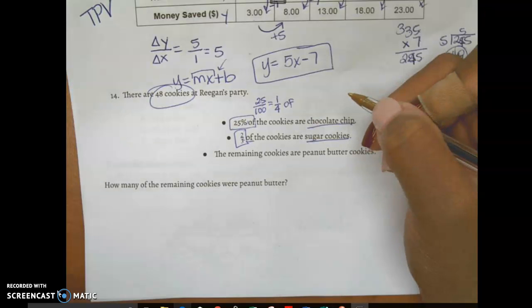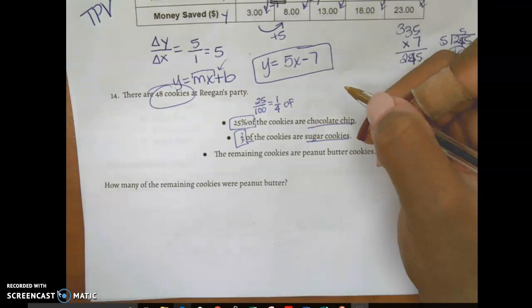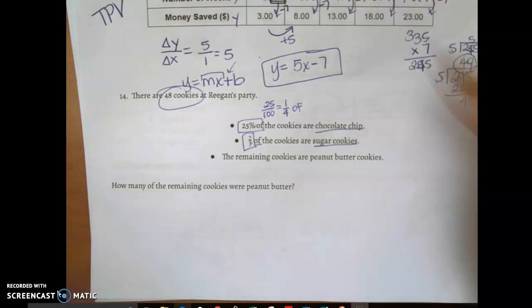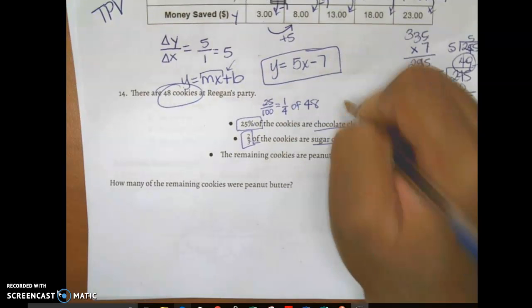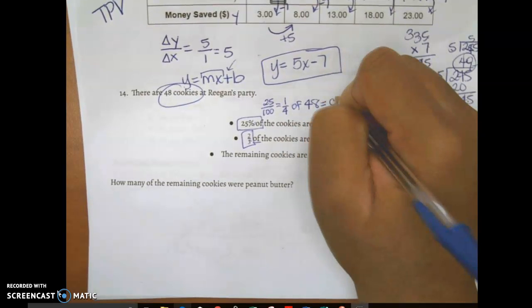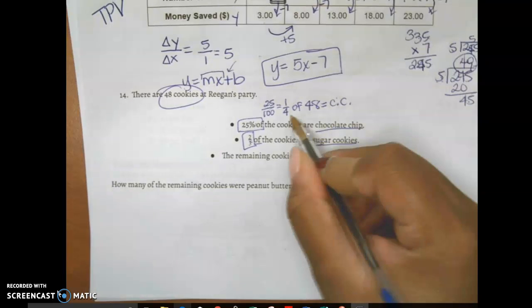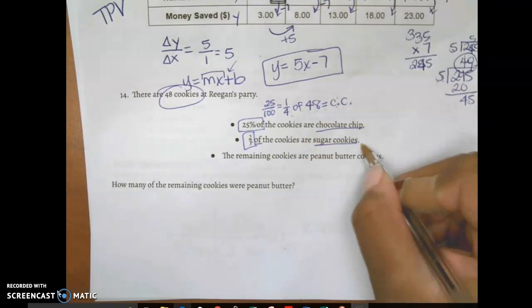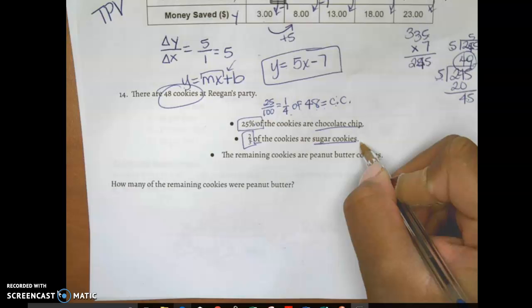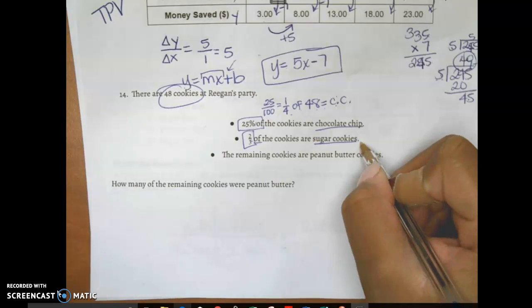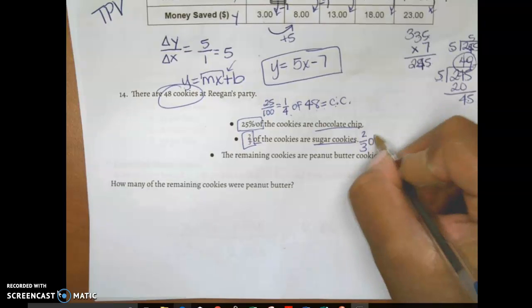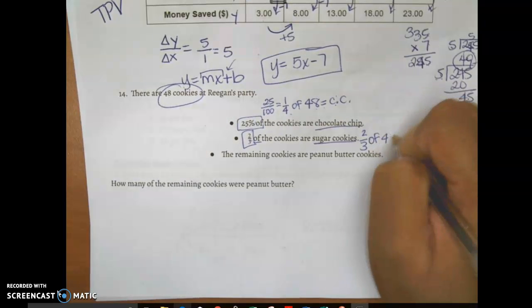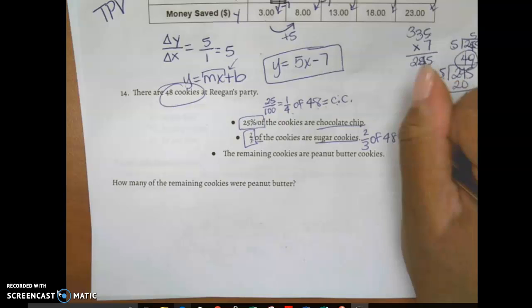What are the cookies? No. 48 cookies. One-fourth of 48 is chocolate chip. What do I need to write here? 2/3 of what? 48. 48 is what? Sugar.